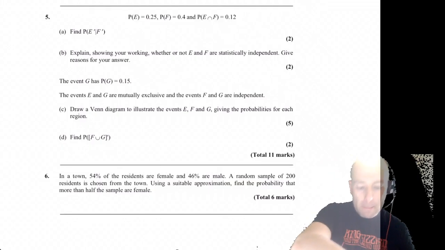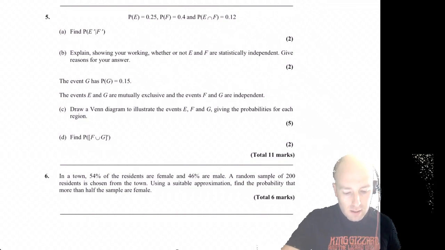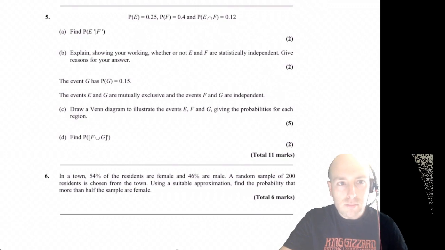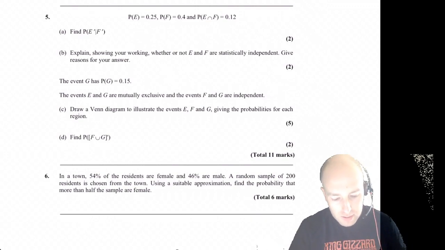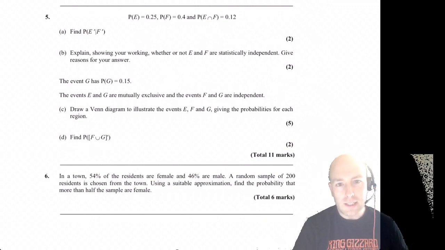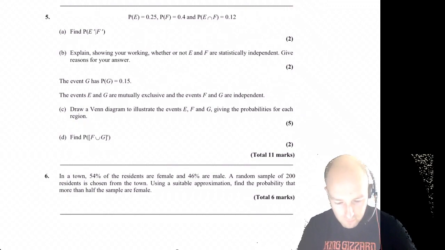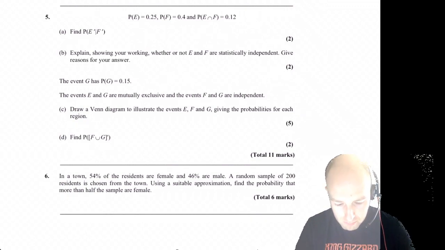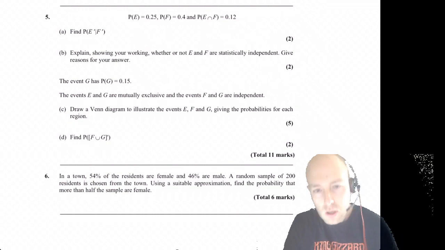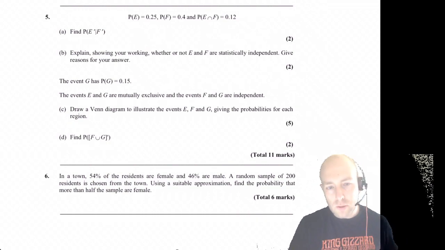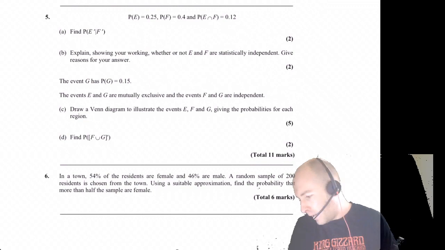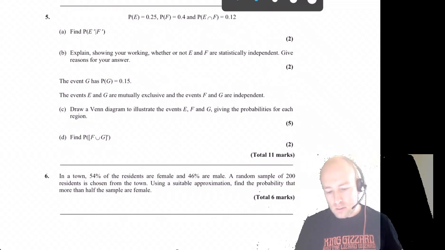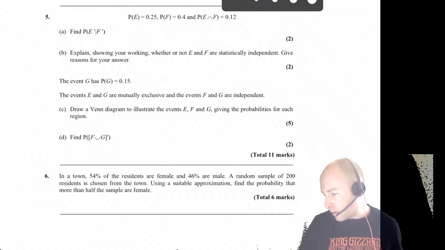Okay, so next question here then is our first probability question. We're trying to find the probability it is not E given it is not F, and we've got a few bits and pieces here. What I would suggest doing is drawing a Venn diagram. It just means things will be slightly easier to remember and to visualize as well.